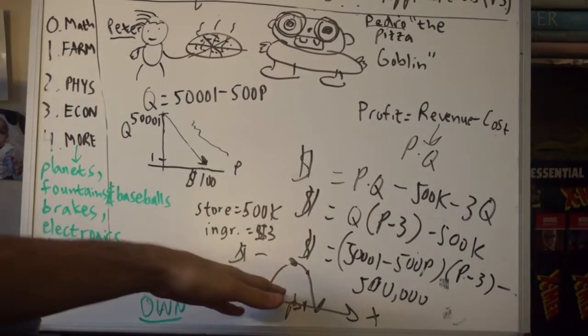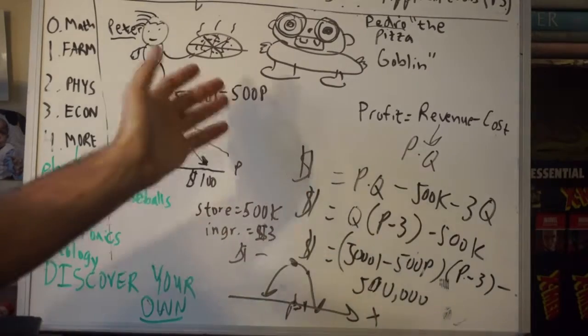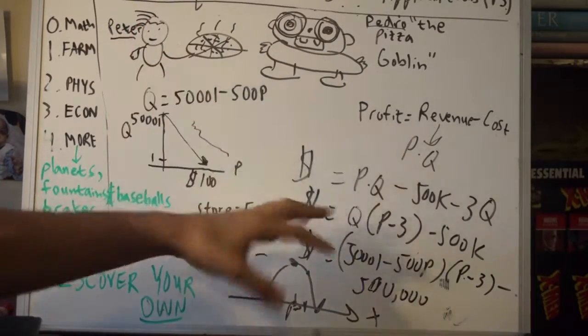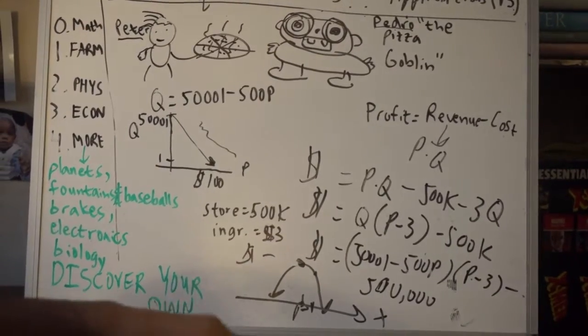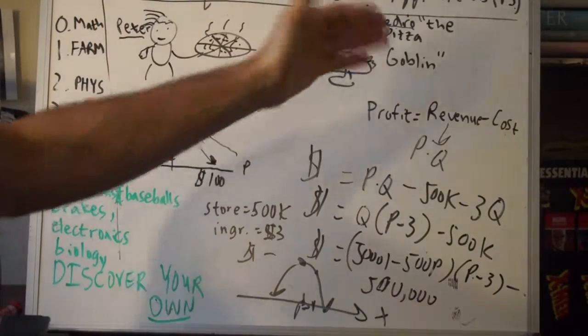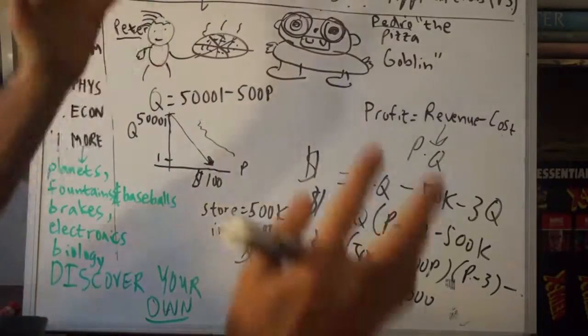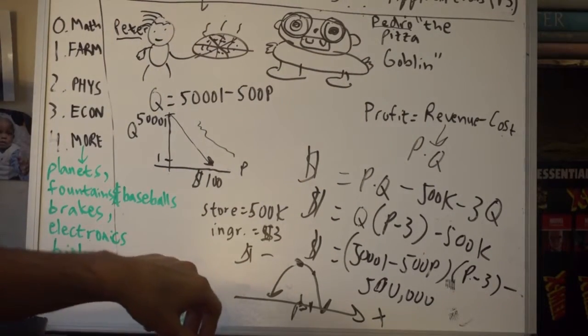So I encourage you guys to try this problem. See if you get a number. You're welcome to use a calculator. I know the numbers are really messy. So see what you guys get. And, you know, I don't know, just think a little further about Pedro the Pizza Goblin and Peter, and let me know in the comments if you guys have any additional thoughts.